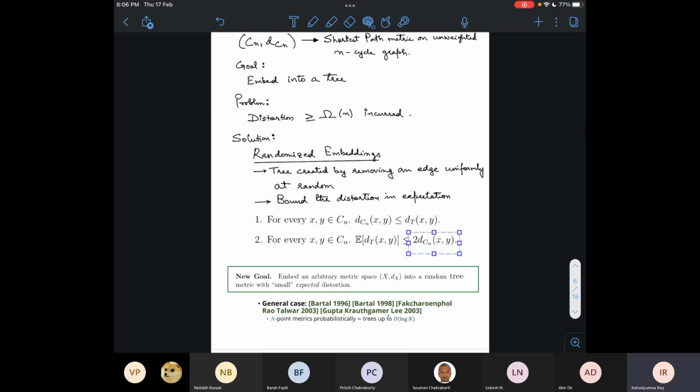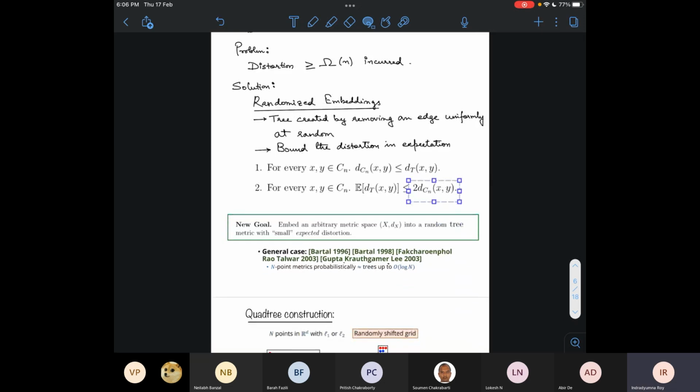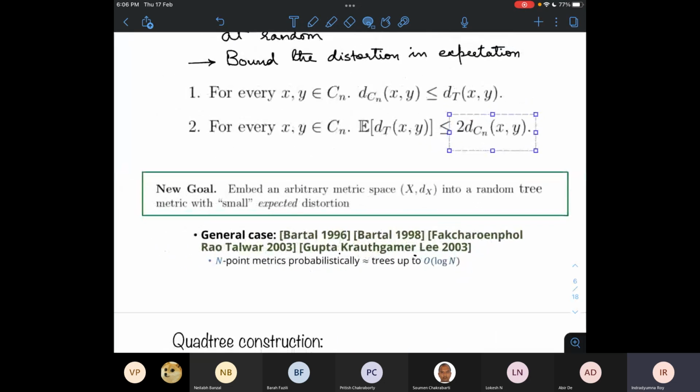So the goal is to embed any arbitrary metric space into this tree metric with the small expected distortion. So the alpha has to be as small as possible. And this is thanks to this long work. This is a very inexhaustive list of citations, but the summary is that there are very tight bounds which say that any n-point metric can be probabilistically embedded into trees with order log n distortion, where n is the number of points.